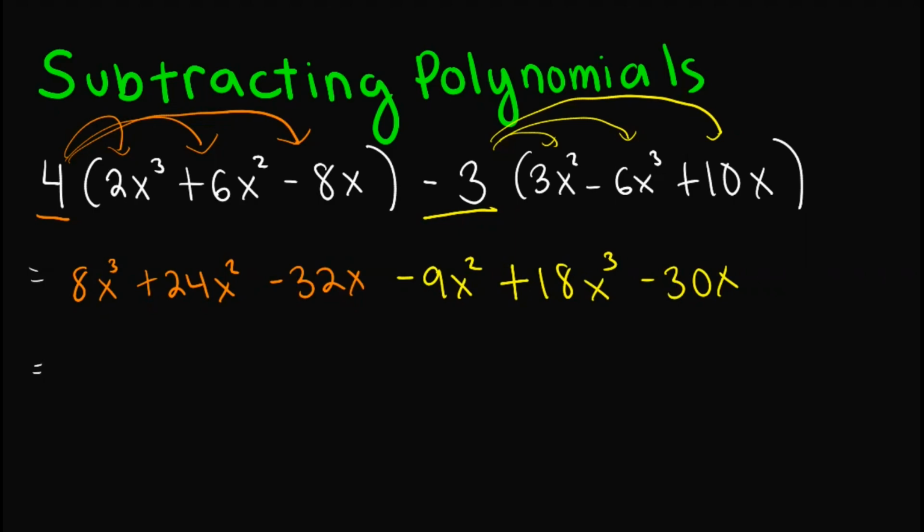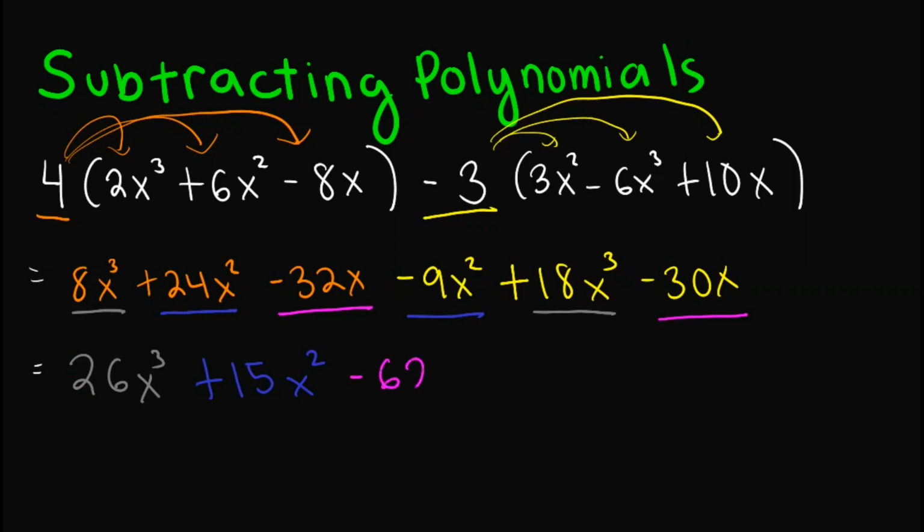So first is the x cubed. Its like term is this one. So the answer for this is 26x cubed. Then for the next one, 24x squared. Its like term is negative 9x squared. So that would give us 24 minus 9 is 15x squared. And lastly, we have negative 32x. Its like term is negative 30x, and that would give us negative 62x. So pretty large coefficients for this one, but this one is the answer.